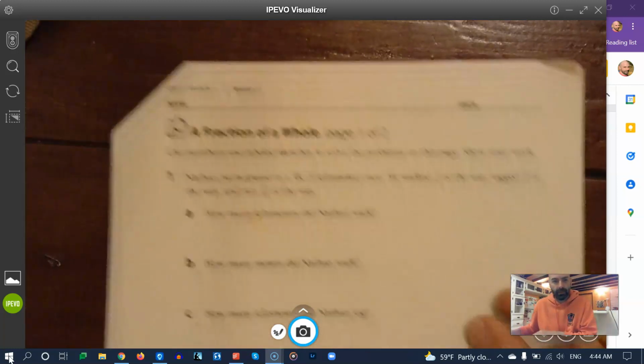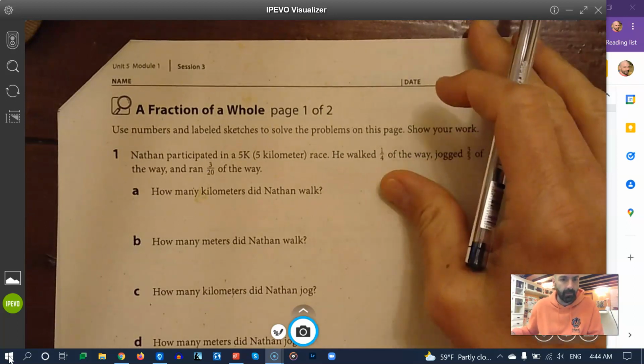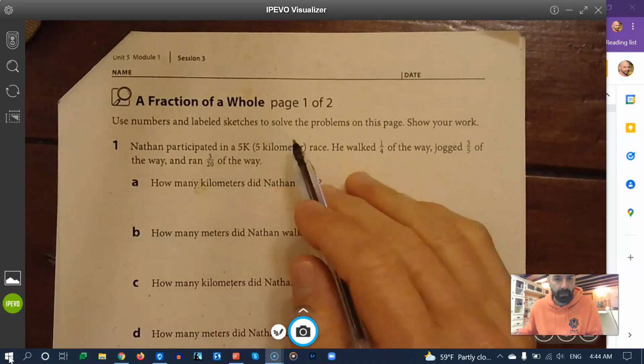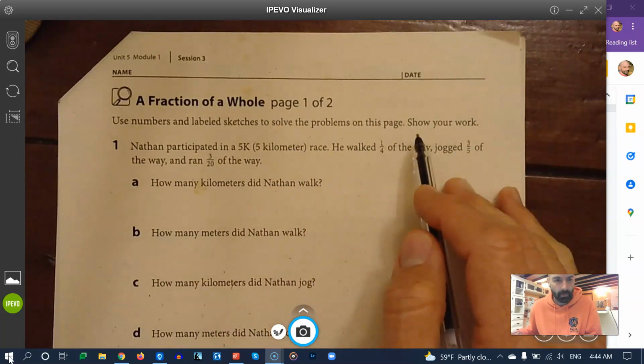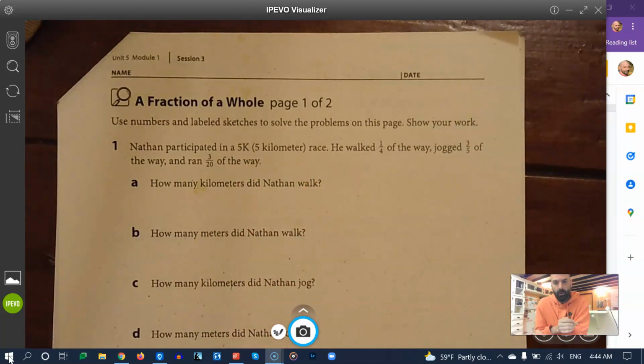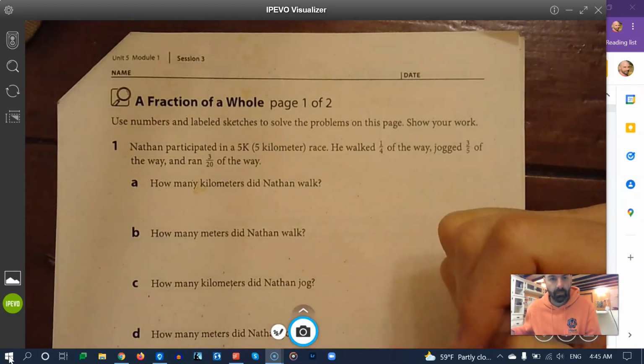Let's look at the next thing, and we're going to kick this off. I'm going to go over a couple and then tell you what to do, and have you go off on your own and do that work. So it says, use numbers and labeled sketches to solve the problems on this page. Show your work. Nathan participated in a 5K or 5-kilometer race. He walked 1/4 of the way. So walking, just walking, jogging 3/5 of the way. So a nice little calm run, and then ran 3/20 of the way.